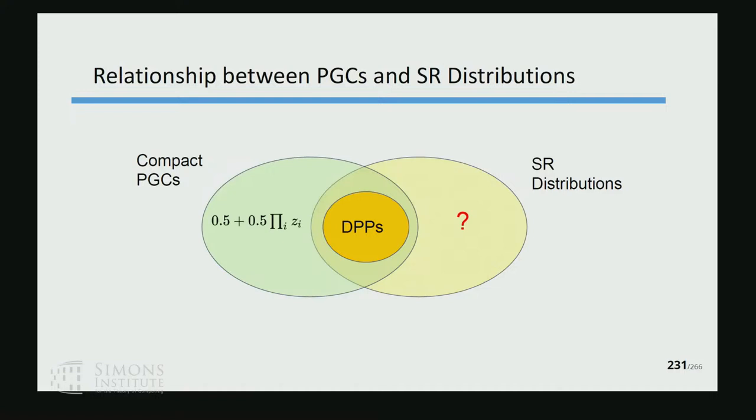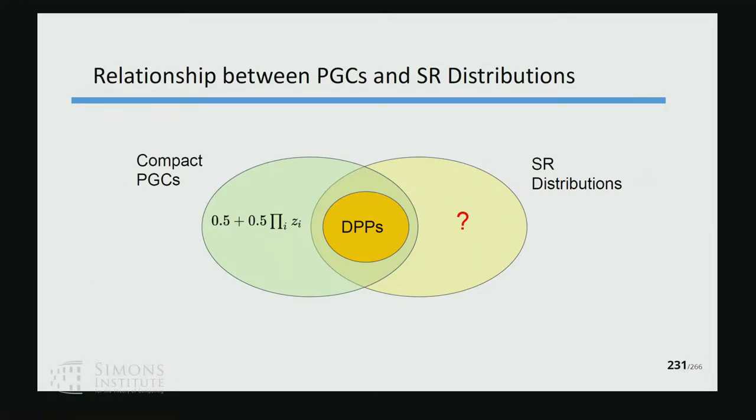This is a trivial generating polynomial where the roots are i and -i, and so therefore it's not strongly Rayleigh, yet it's a very small probabilistic generating function, and it can be used to compute marginals efficiently. So that's a very simple counterexample.